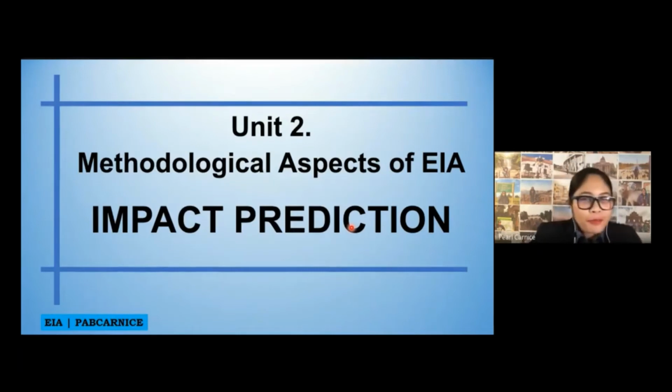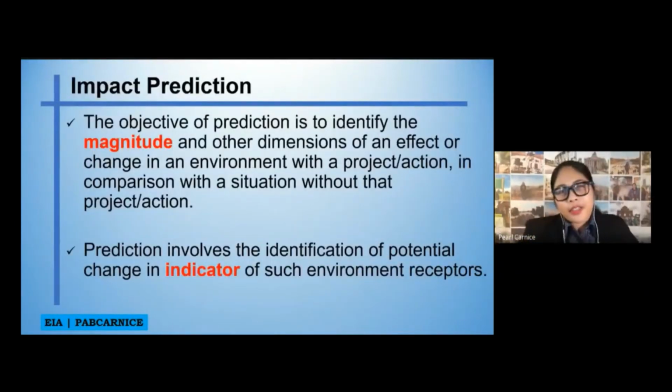So for this afternoon, we will be discussing the continuation of Unit 2, which is the methodological aspects of EIA, focusing on impact prediction. So of course, first, what is impact prediction? All right, so impact prediction's main objective is to identify the magnitude, or let us say, the veracity of the impact of the project or activity that you will be doing in your specific project or specific area. And of course, the other dimensions of an effect or change in an environment with a project or action in comparison with the situation without the project or the action or the activity itself.